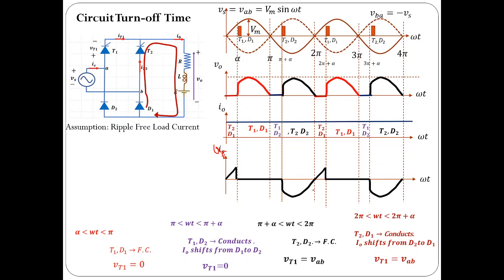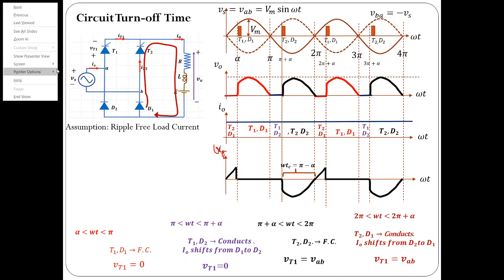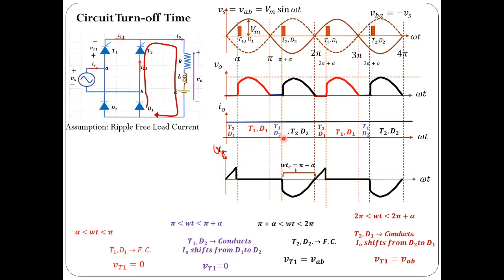I have considered only one cycle, that is from alpha to 2 pi plus alpha, and we will see that the same thing would repeat for the remaining cycles also. And we see that once the thyristor current is made 0, somewhere here, right? Thyristor 1 is conducting till this moment, that is omega t equal to pi plus alpha. At pi plus alpha, current is shifted from T1 to T2, right? So the thyristor current is made 0 at this moment, and at the same moment reverse voltage is applied. So the commutation process is initiated.